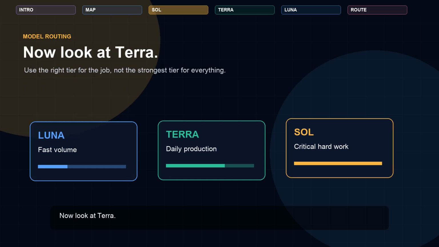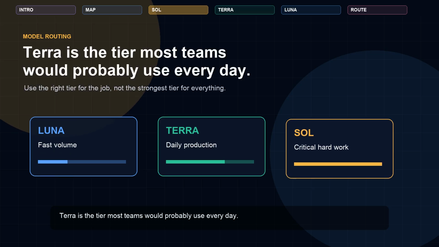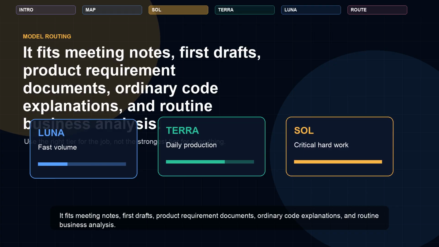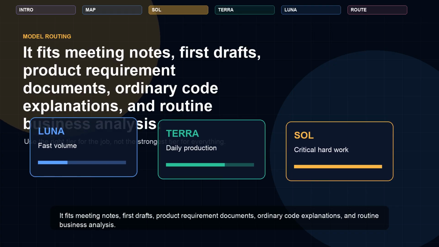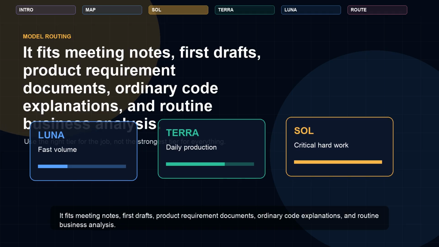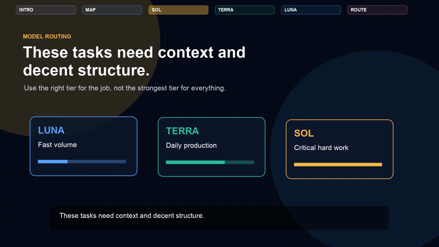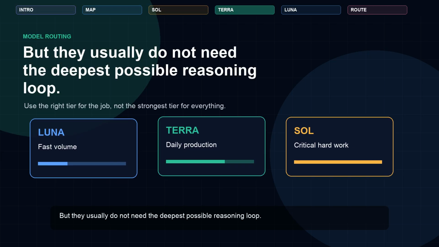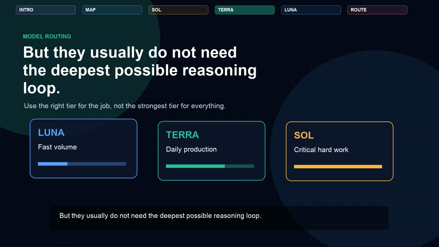Now look at Terra. Terra is the tier most teams would probably use every day. It fits meeting notes, first drafts, product requirement documents, ordinary code explanations, and routine business analysis. These tasks need context and decent structure. But they usually do not need the deepest possible reasoning loop.